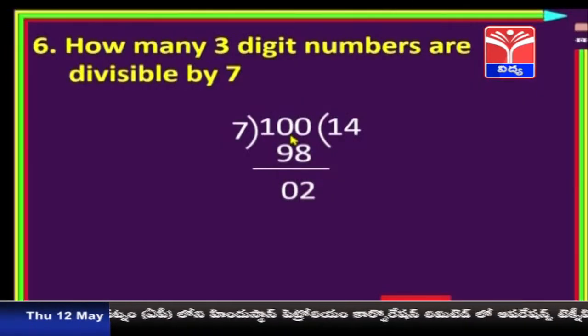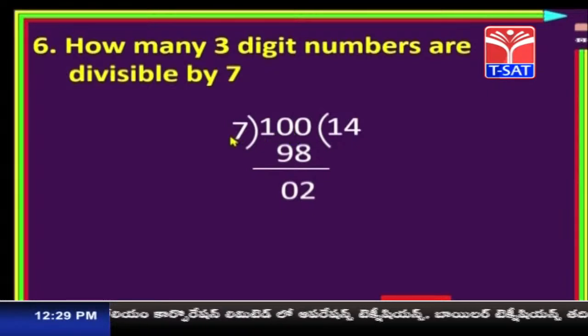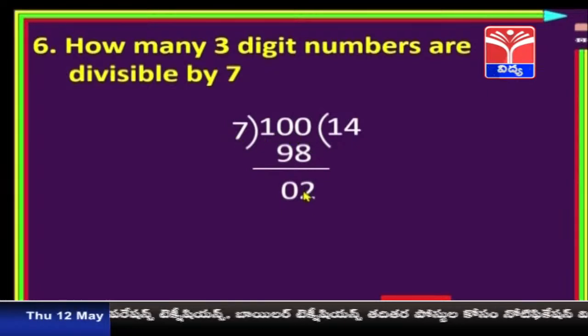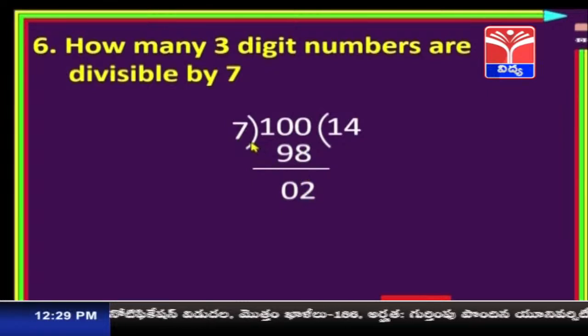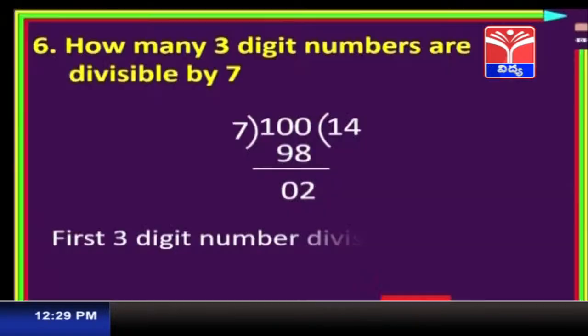Okay. So, for that, first, what is the smallest 3-digit number? 100. Divide by 7, we get remainder 2. That means we should add 5 more. 14 sevens are 98, right? What is 15 sevens? 105. So, after 98, the number which is divisible by 7 is 105. 100, 101, 102, 103, 104 are not divisible by 7. The starting 3-digit number which is divisible by 7 is 105.